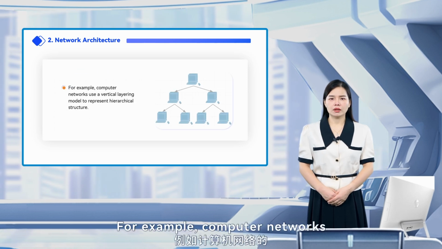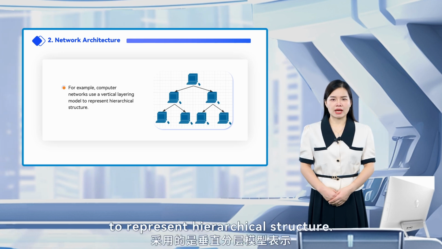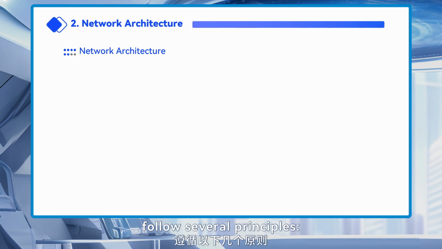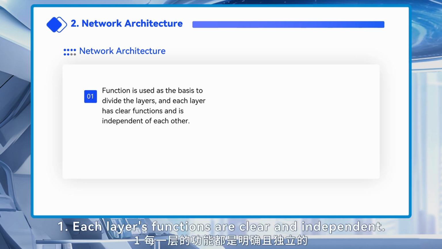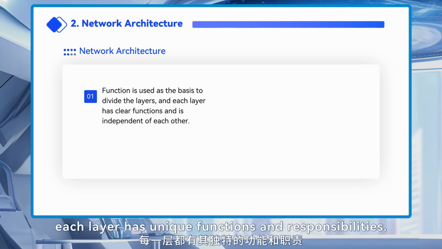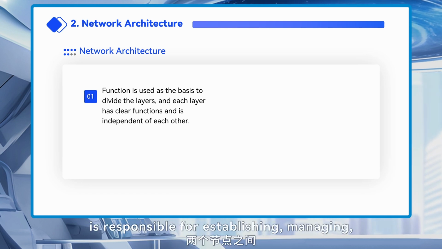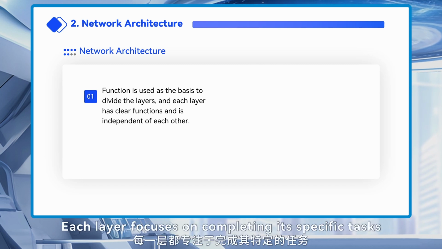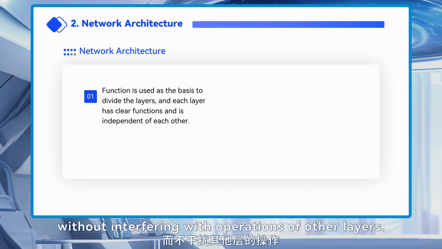For example, computer networks use a vertical layering model to represent hierarchical structure. The hierarchical relationships within network architecture follow several principles. 1. Each layer's functions are clear and independent. In network architecture, each layer has unique functions and responsibilities. For instance, the session layer is responsible for establishing, managing, and terminating communication sessions between two nodes in the network. Each layer focuses on completing its specific tasks without interfering with operations of other layers.